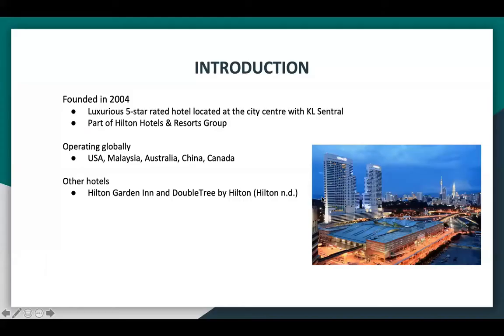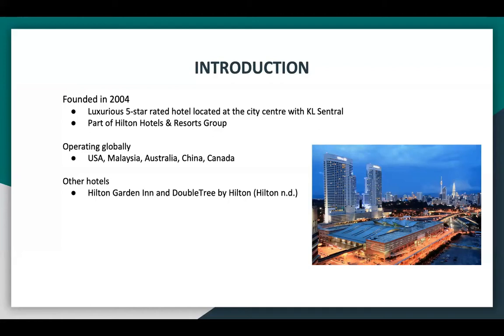Hi sir, I will now be starting the introduction for Hilton KL. Hilton KL was founded in 2004 after being renamed from Mutiara Kuala Lumpur. Hilton KL is a luxurious 5-star rated hotel located at the city center with KL Central right next to it. It is part of the Hilton Hotels and Resorts Group.